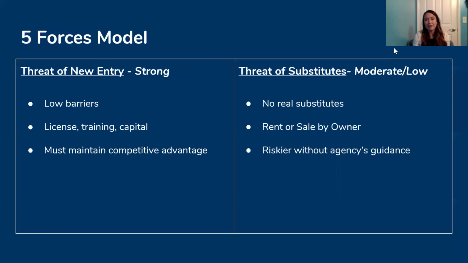And moving to our final force, threat of substitutes, this is a moderate to low force. There are really no real substitutes to real estate. The only other options are rent or sell by owner, but most choose to not do that because it is riskier without agencies' guidance. So this is not a true strong force for them to worry about at the moment.